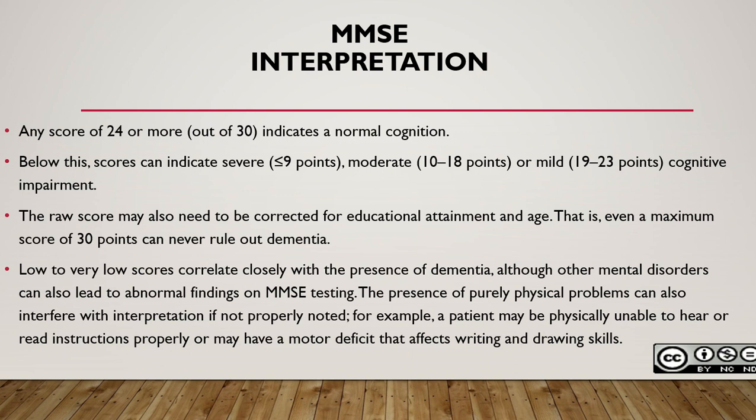Low to very low scores correlate closely with the presence of dementia, although other mental disorders can also lead to abnormal findings on MMSE. The presence of purely physical problems can lead to interference with interpretation if it is not noted properly. For instance, a person may be physically unable to hear or read instructions or have motor deficits that could affect the writing and the drawing skills.